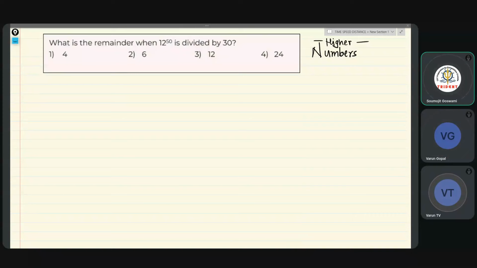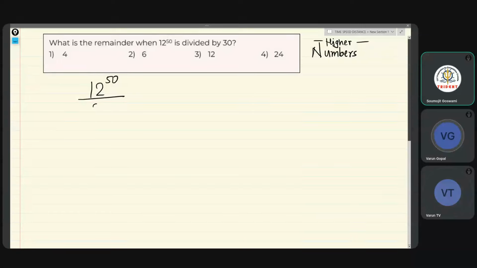So one thing, guys, can I solve it? Yes, sure. Please go. Okay. So see, 12 raised to the power 50 upon 30. Now, what is it that is causing me problem? I think it is the 30 in the denominator.